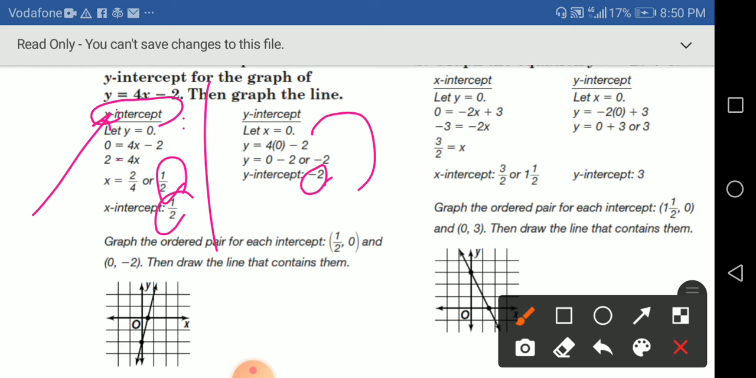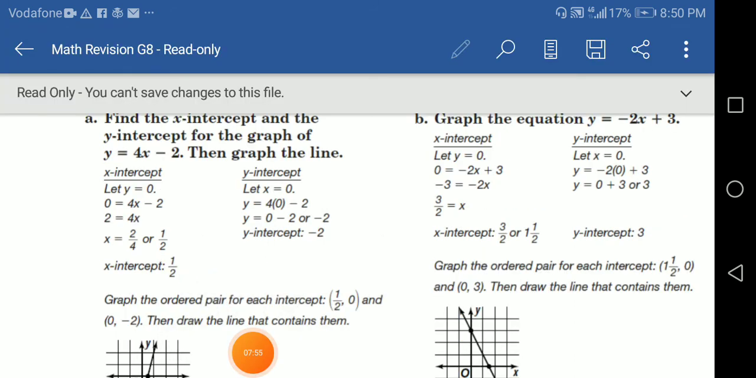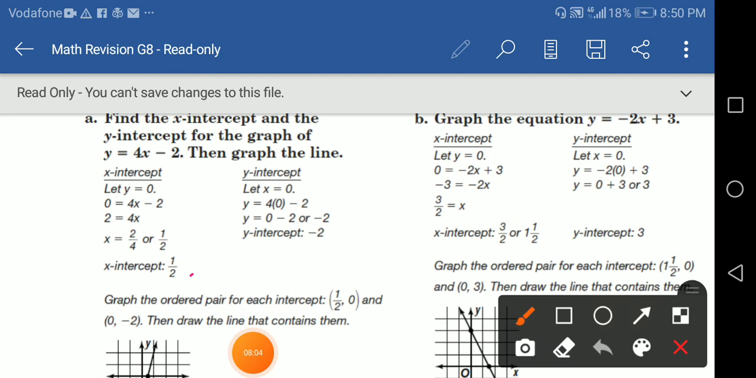So what should I do? I will write the 2 points I got, half and negative. He asks me here y-intercept. So I'm going to graph the ordered pairs for each, the x-intercept and the y-intercept. The x-intercept we got is half and 0. The y-intercept we got is 0 and -2.